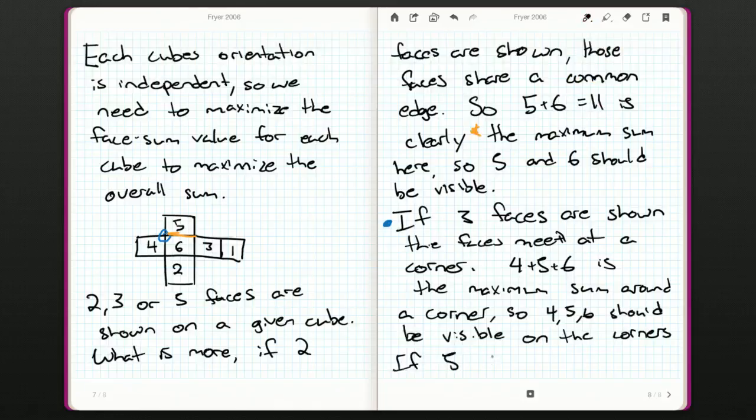And lastly, if 5 faces are shown, by the way, remember, we're asked to describe how to orient them, and then we're going to be asked for the total sum. So this 5 plus 6 equals 11. That's definitely going to help us. But we also need to mention that 5 and 6 are the ones that need to be visible. And this 4 plus 5 plus 6 equals 15. Should be mentioned as well, but also we need to say 4, 5, and 6 are the ones that should be visible on the corners.